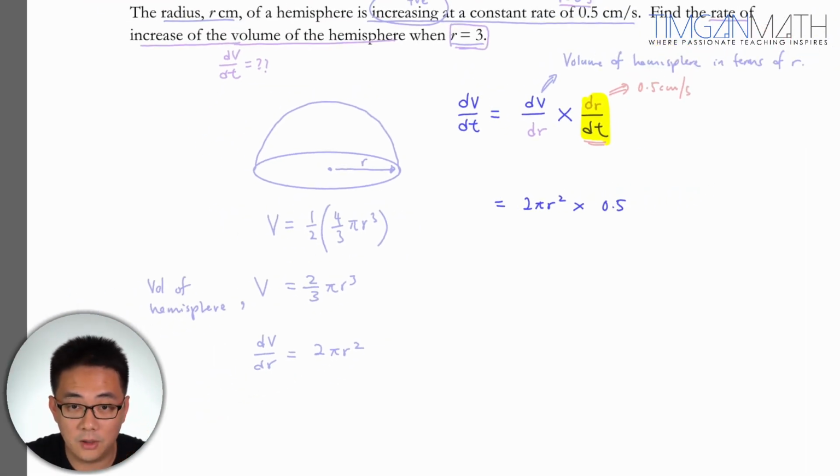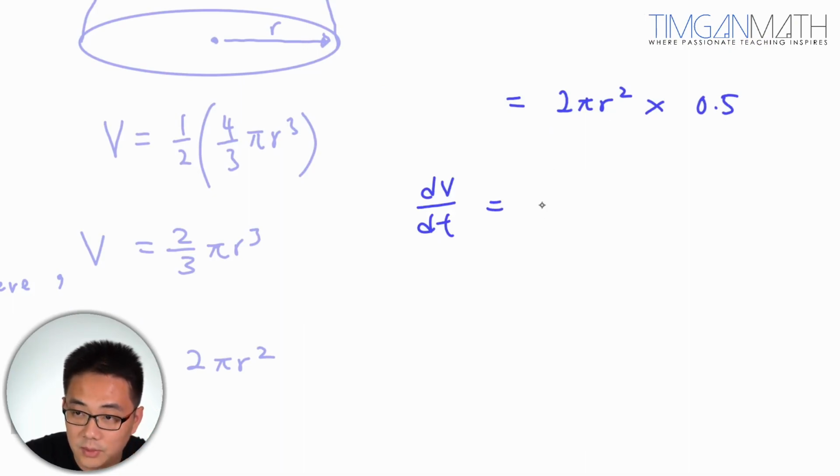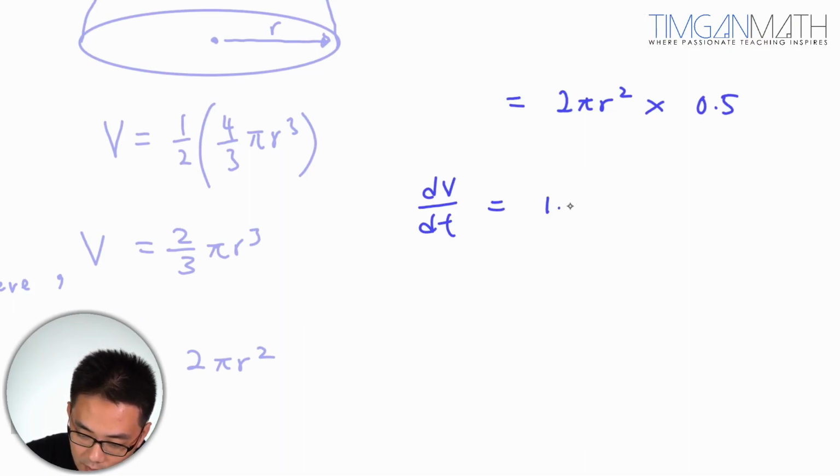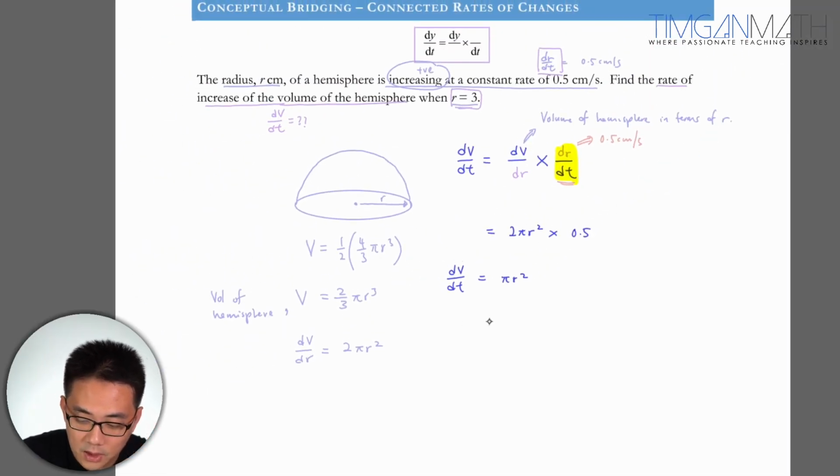Cool. So this is how you find your dv dt. In other words, we have dv dt as 2 pi r squared times 0.5, which simplifies to 1 times pi r squared. So that's it. Now this is dv dt in terms of r.